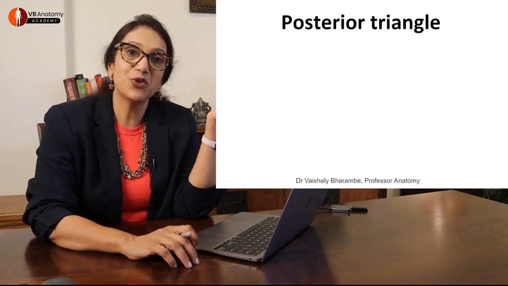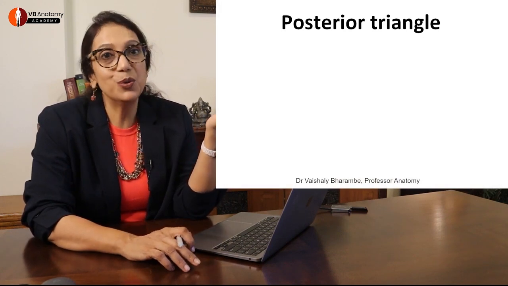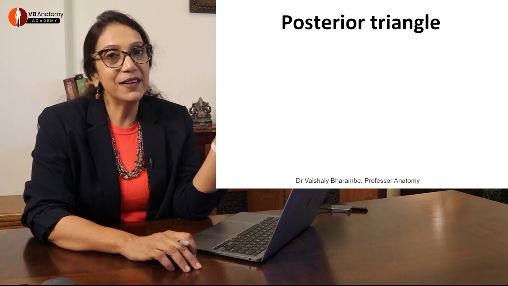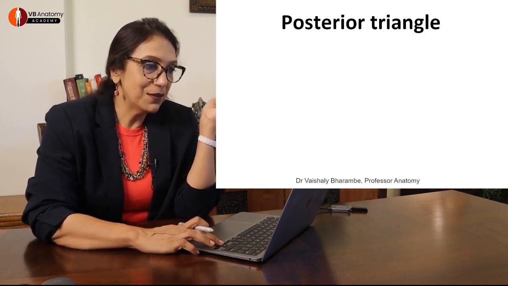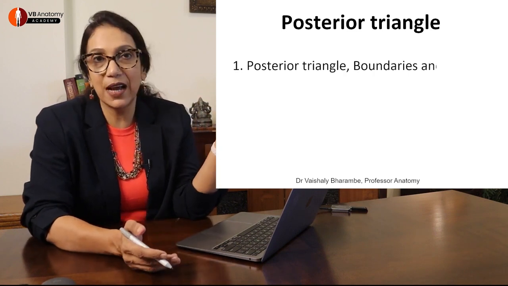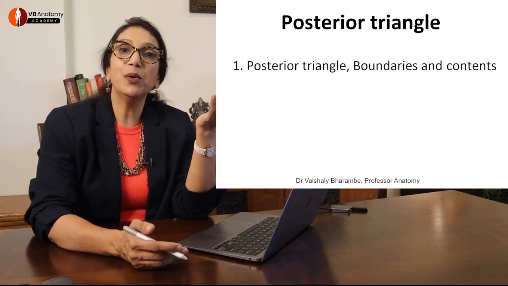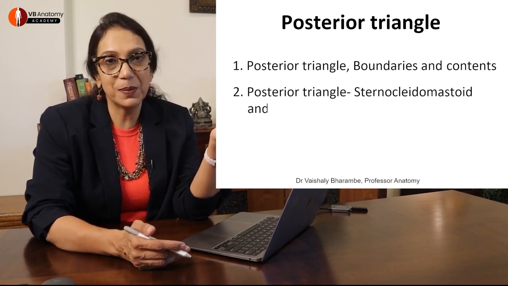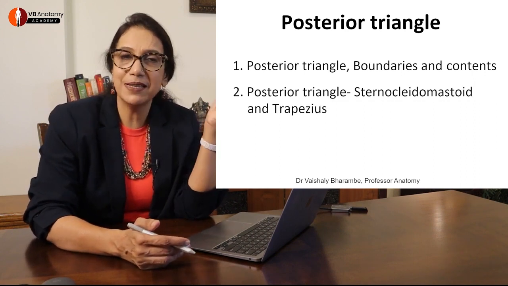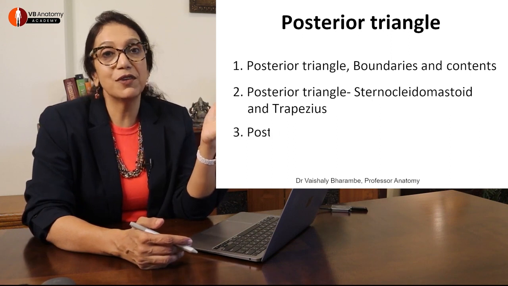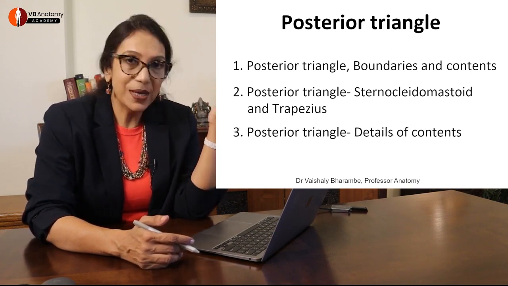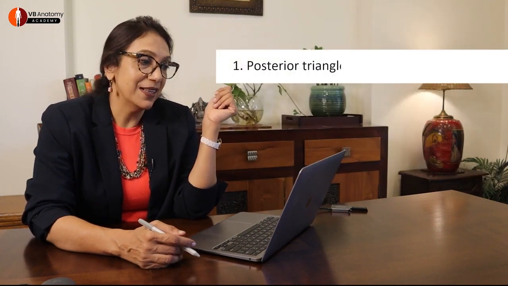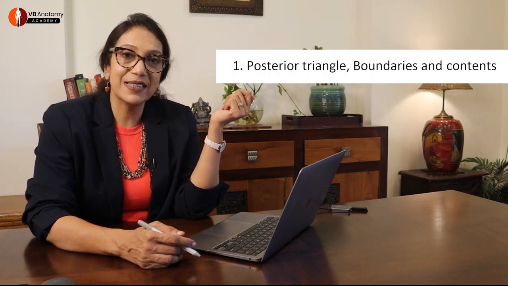What are we going to learn today? We're going to learn the posterior triangle. Okay, now that's a huge topic. So I've divided it into three 20-minute lectures. The first one will cover posterior triangle, boundaries and contents. The second one will be about the muscles sternocleidomastoid and trapezius and maybe a few other muscles. And finally, the last one will be about details of the contents. So let's begin today's class, which is posterior triangle, boundaries and contents.